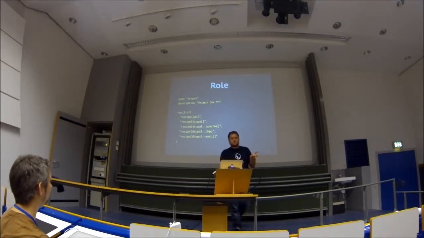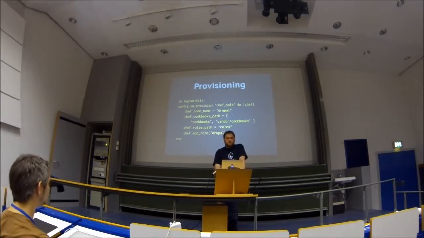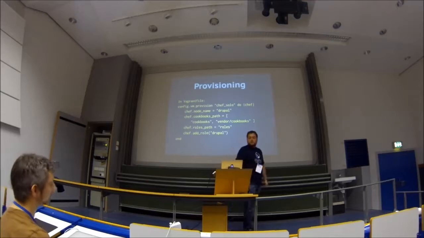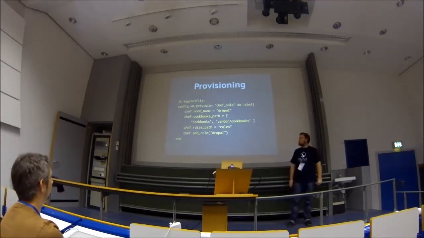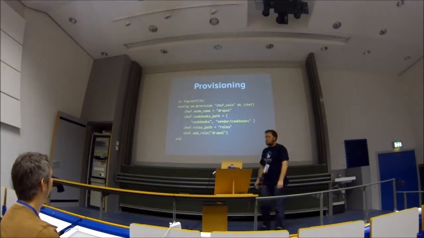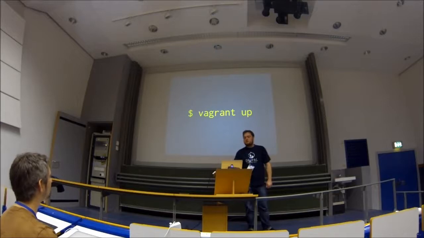So this is what is configured outside my cookbook. In Vagrant, I have to tell in the Vagrantfile: use the provisioner Chef Solo, look at these paths for cookbooks, look at the roles path for your roles, and add to this node the role Drupal. So this is just what I do, and then I do vagrant up.